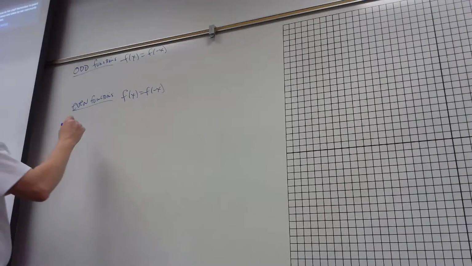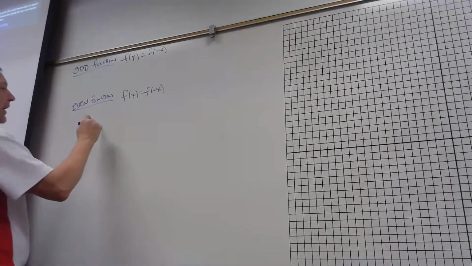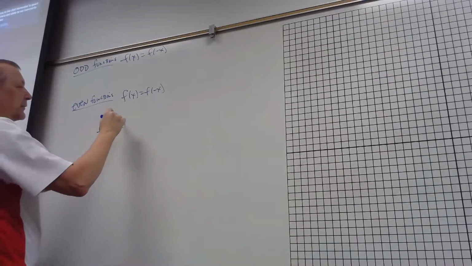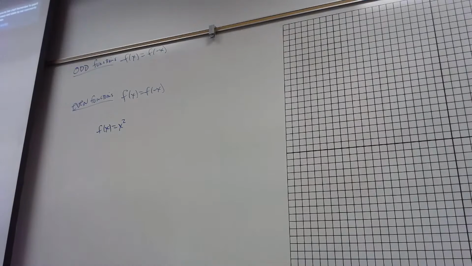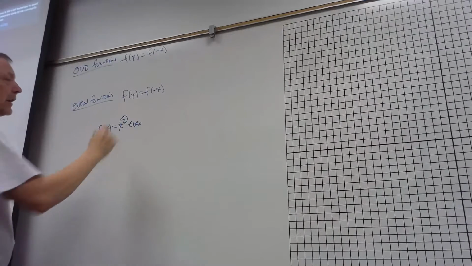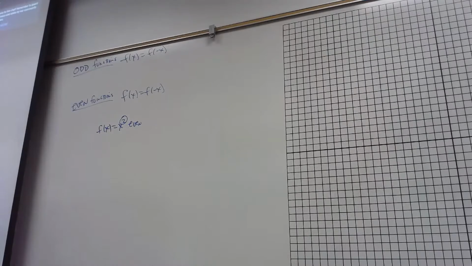Let's talk a little bit about a couple of functions, and I want to give you some hints here. If I had f of x equals x squared, without doing any math, if you were to guess whether that was odd or even, what would you guess? Who says it would be an odd function? Who says it would be an even function? Yeah, because I've got an even number here. So even. We'll prove that it's even in just a minute.